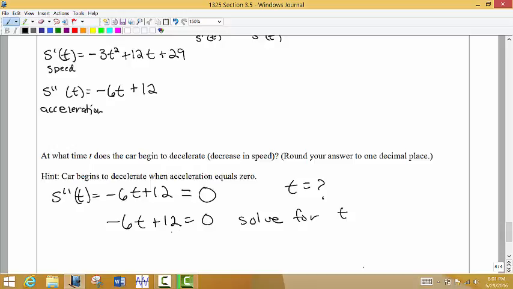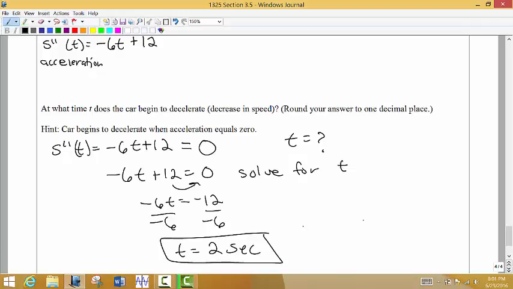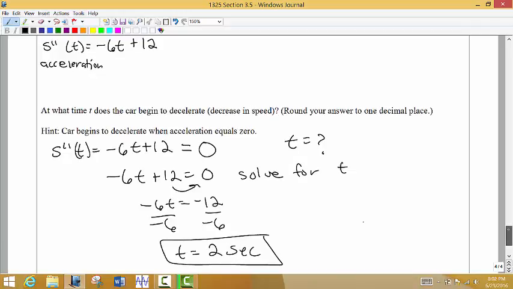So if our acceleration equals 0, at what time does this occur? So pretty easy equation to solve. I'm going to bring over the 12. It becomes a negative 12. I'm going to divide both sides by negative 6, and we get t equals positive 2. So when t equals 2 seconds, that is when our car begins to decelerate and we start to basically decrease in speed or slow down. Okay, so that's the very instant when deceleration begins.